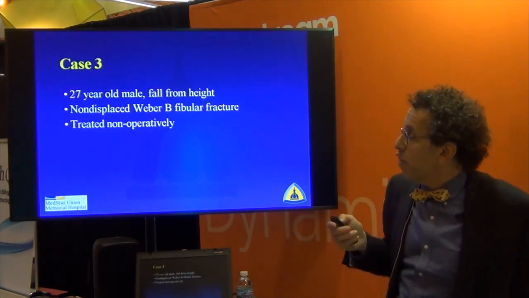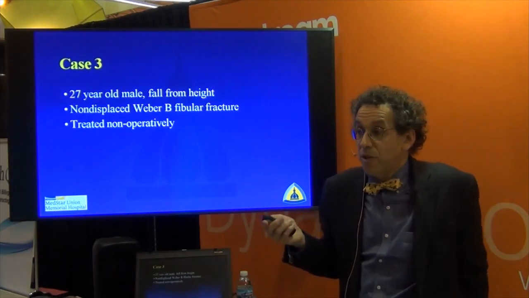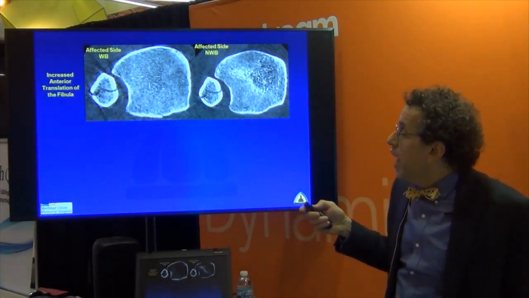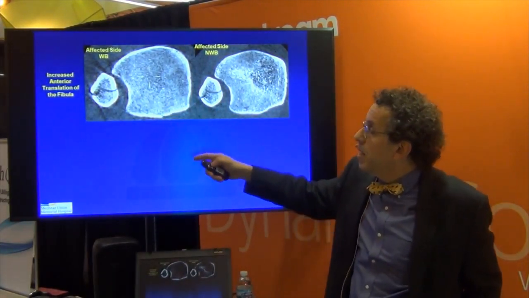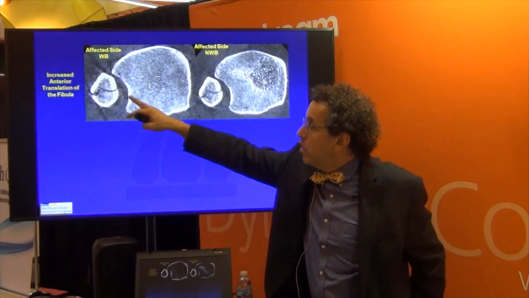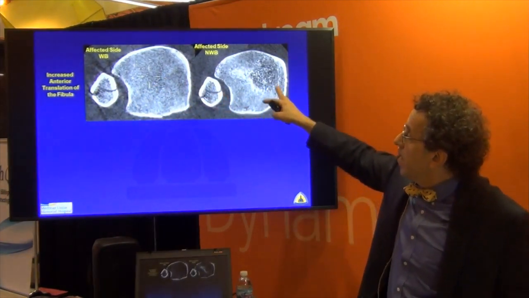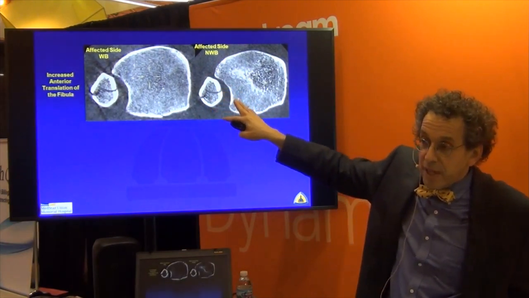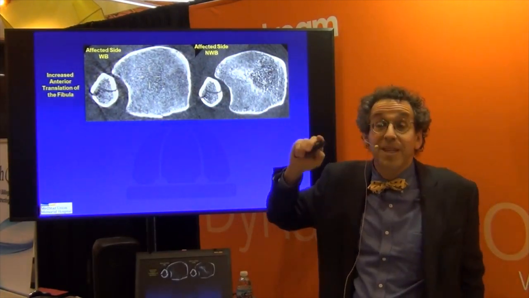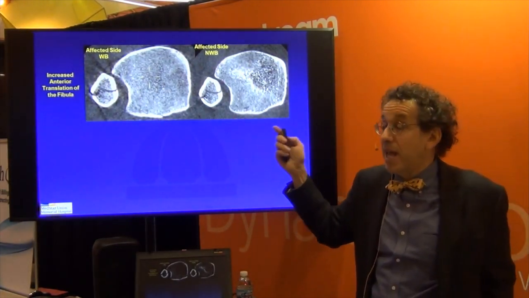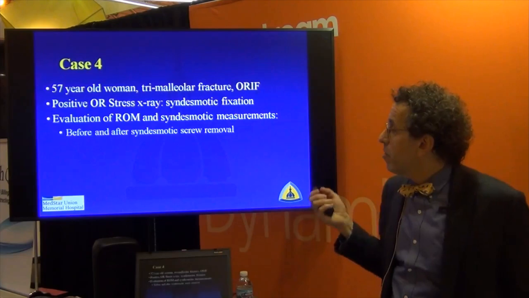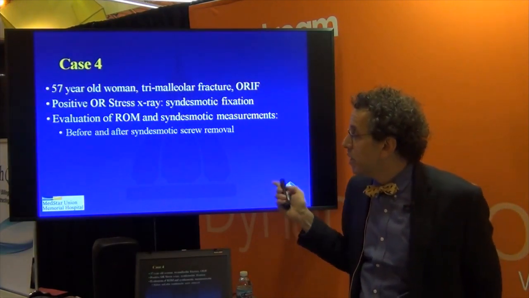So, a 27-year-old male with a Weber B fracture. They're not supposed to have syndesmotic injuries, but they do. 25% of them will actually have a syndesmotic injury. He was treated non-operatively, and here you can see on the affected weight-bearing side that the fibula is sitting anteriorly. It's translated anteriorly relative to the incisura, and here you see the affected side non-weight-bearing sitting more posteriorly. Again, you could do this and compare it to the other side if there's a question, but this is a very nice demonstration of something that would not be seen on a stress view or not necessarily be seen on a regular x-ray.